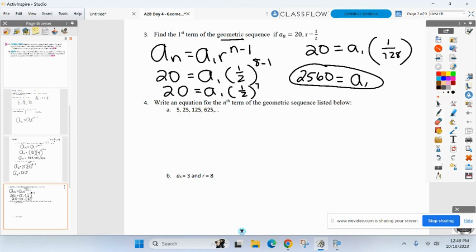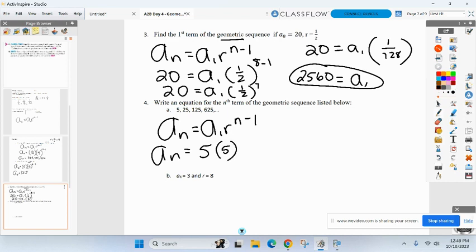So for part A, an equals a1 times r to the n minus 1. I just can't have you fall into the trap at the end. N stays n, so keep it an. What am I plugging in for a1? 5. R is what you're going by. If you can't tell, take a term, divide by the previous. 5 as well.